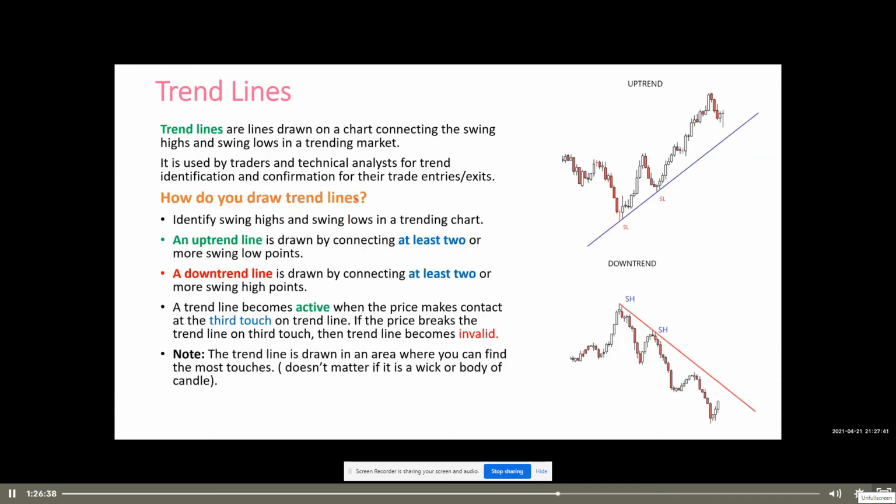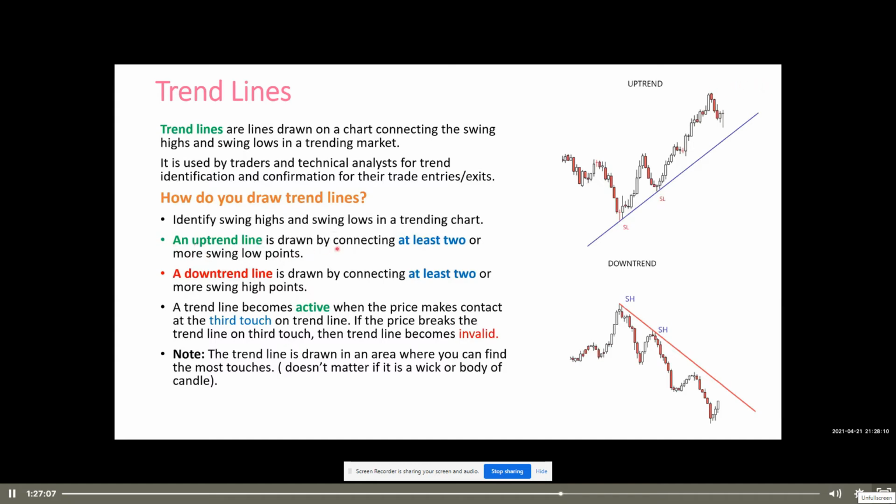So how do you draw a trend line? First, you have to identify swing highs and swing lows in a trending chart. You know how to identify swing highs and lows, right? A decline ends, that's called a swing low. A rally ends, that's a swing high. Decline ends, swing low. Rally ends, swing high. And then swing high again, swing low again, right? Once you identify the swing lows, all you have to do is draw a line across the chart, and that forms your trend line, right?